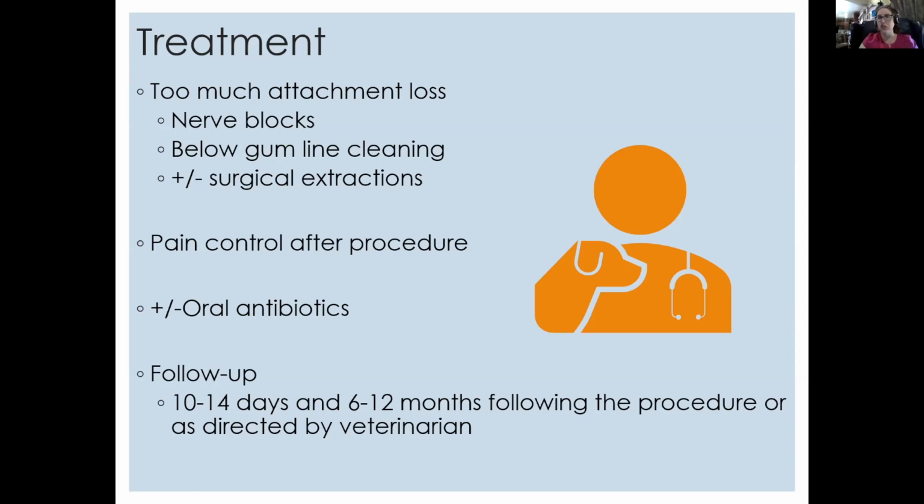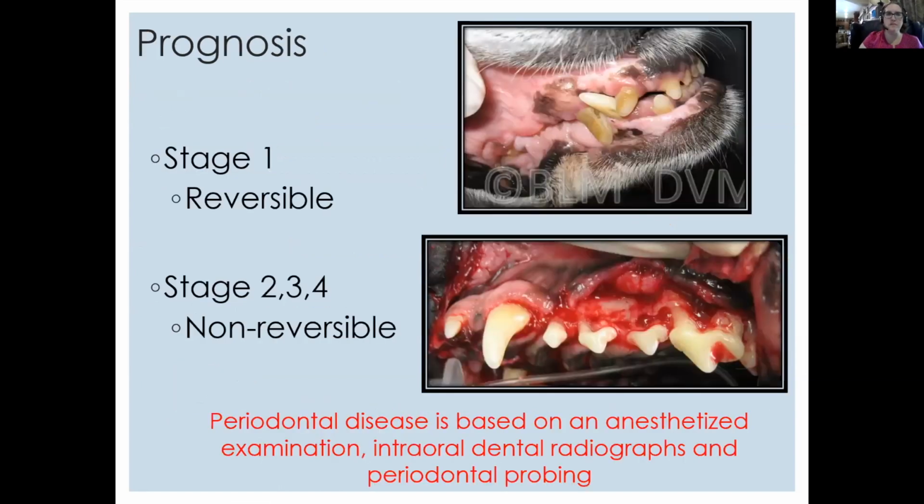After the procedure, you're going to follow up with the veterinarian, usually in 10 to 14 days, especially if they've done any extractions, just to make sure that everything healed up okay. And then dependent upon how severe the periodontal disease was diagnosed, your veterinarian may have you look at anywhere from 6 to 12 months following the procedure to have either another anesthetized exam or at least a conscious exam to see if the home care and the follow-up you're doing is working to help stabilize the periodontal disease that they have.